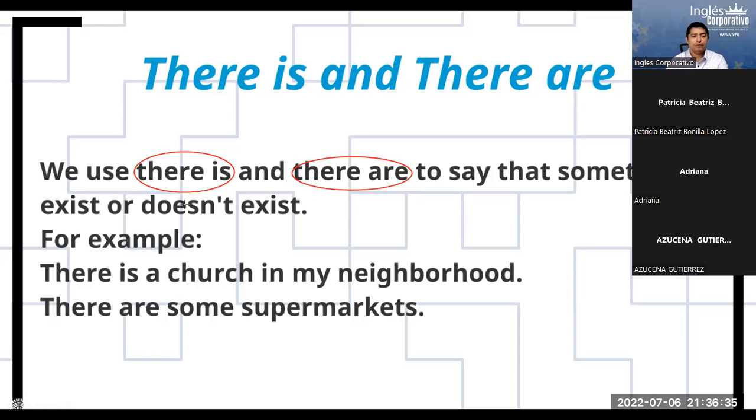Okay, for example, there is a church in my neighborhood. ¿Qué estoy diciendo en esta oración? Hello. ¿Qué estoy diciendo en esta oración?